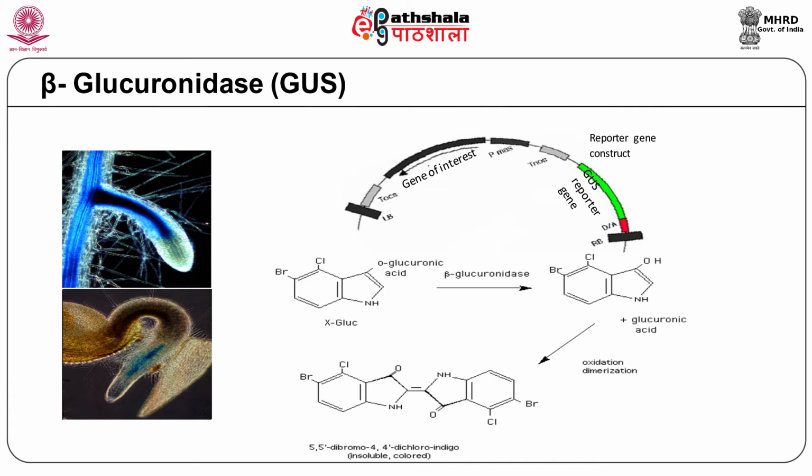GUS activity can readily be detected by blue colored complex formation due to GUS activity on the substrate 5-bromo 4-chloro 3-indolyl glucuronate, X-gluc. Fluorogenic substrates can also be used, for example, 4-methyl umbelliferyl beta D glucuronate, which has an excitation wavelength of 365 nanometer and emits fluorescence of wavelength 445 nanometer. GUS staining cannot be carried out in living tissues and requires fixation of tissues.